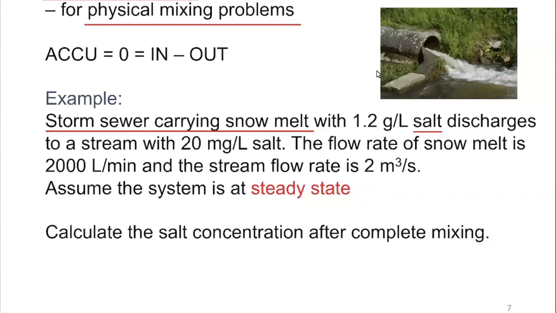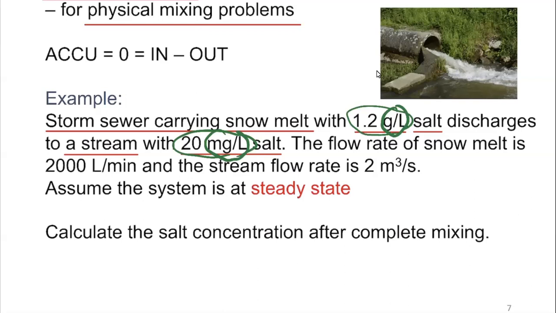Okay. So for example, here, the storm sewer that's carrying the snow melt with 1.2 gram per liter of salt discharges into a stream, let's say into a river with 20 milligram per liter of salt. Okay, so if you just compare the concentration here, one is 1.2, one is 20. It seems that the concentration of salt is much higher in the stream, but actually it's not. We need to always pay attention to the unit. One is gram per liter and the other is milligram per liter. 1 milligram is 1,000th of a gram.